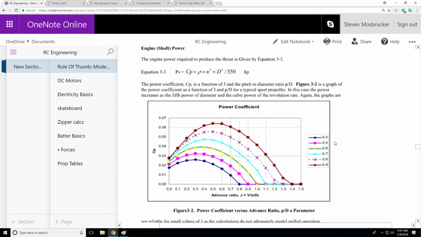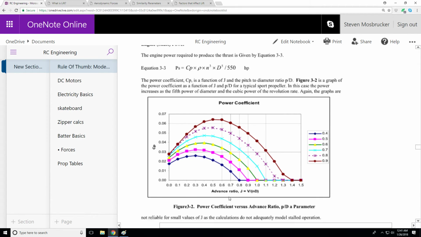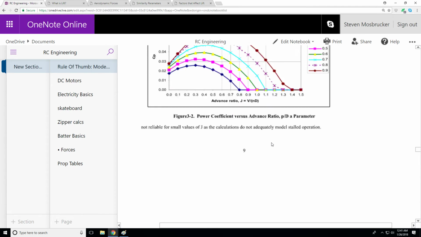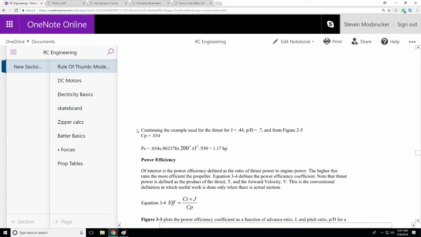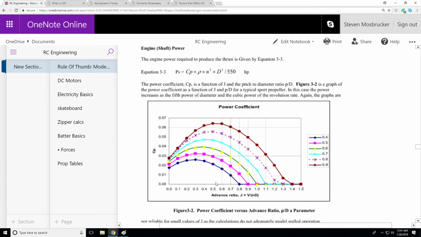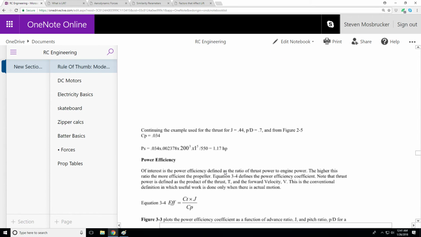So here again is P times D, P over D, which is the pitch to diameter ratio, and the advance ratio. You can see we have a peak here in the middle range, and we'll go through one of their problems. Continuing the example used for the thrust, for J equals 0.44, P over D equals 0.7. We're going to look from 2.5, 0.7 P over D, 0.44. 0.7 is the turquoise, or the kind of blue. So we're looking at 0.045 or something.